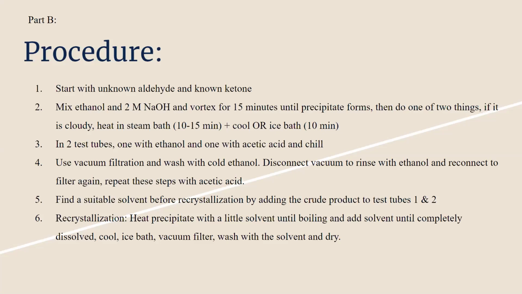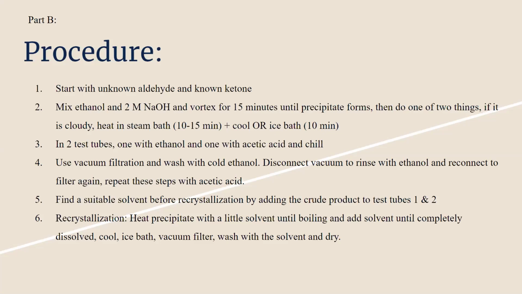In 2 test tubes, fill one with ethanol and one with acetic acid. Then you're going to use vacuum filtration and wash your product with cold ethanol. We're going to disconnect the vacuum and rinse it with more ethanol, reconnect, filter again, and then we're going to repeat those steps, but with acetic acid.